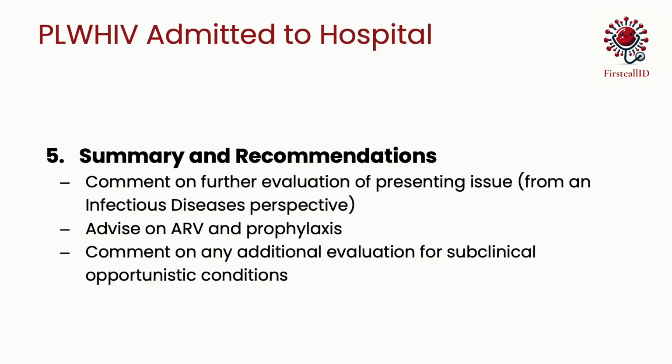Our summary and recommendations will comment on any further evaluation of the presenting issue, as well as management recommendations. We'll advise on their antiretroviral therapy and whether prophylaxis is indicated, and we'll comment on any additional evaluation for subclinical or opportunistic conditions. So, just an example of a statement: in summary, this is a 45-year-old individual with long-standing, well-controlled HIV without significant immunocompromise. They're presenting with community-acquired pneumonia.